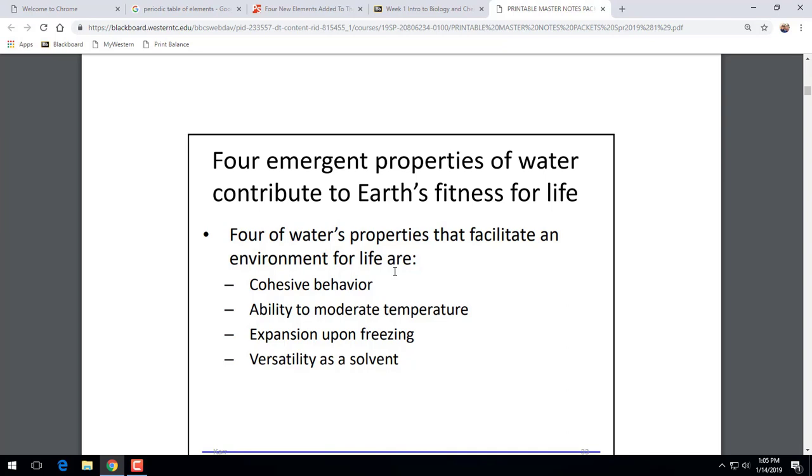Anybody? The hydrogen atom of one water molecule will be attracted to the what of another water molecule? The oxygen, because the hydrogen is slightly positive and the oxygen is slightly negative. Opposites attract. Okay, so they're cohesive. They stick together. They form a skin on the Earth's surface in the water bodies.